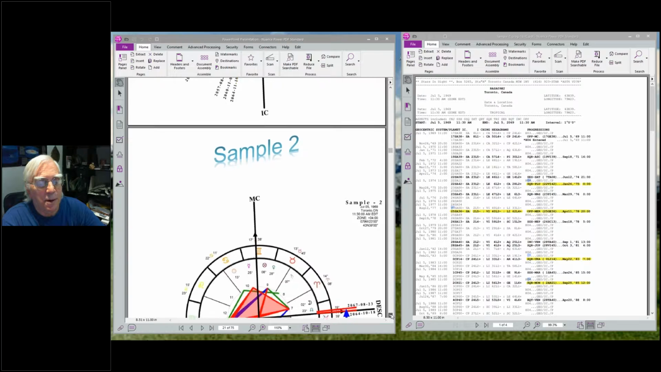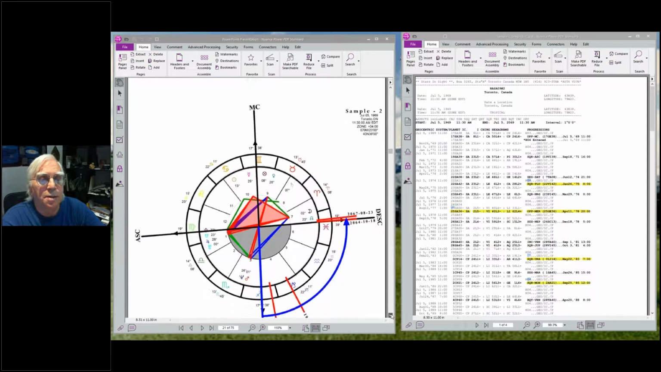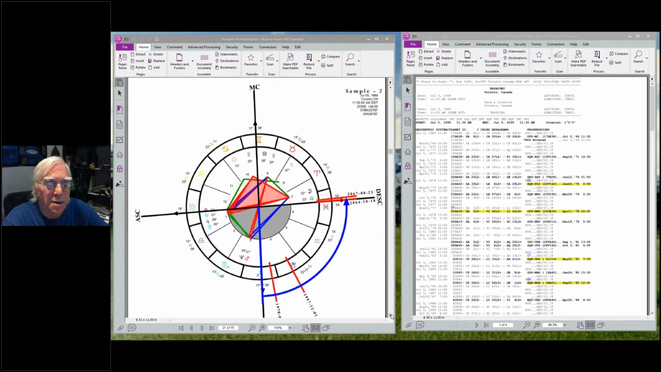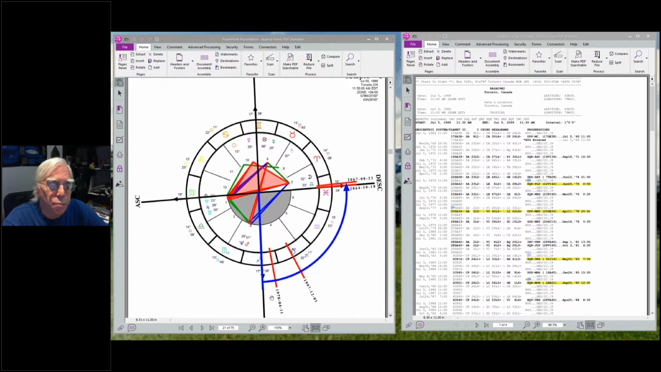Okay, so the main one I want to work with is the IC. Look at the IC. So here we have the IC. Our IC is down in Sagittarius, 70 degrees. 1978, April 11th, it opposes Mercury. So this is her inner motivation affected, the way she thinks, what she does.